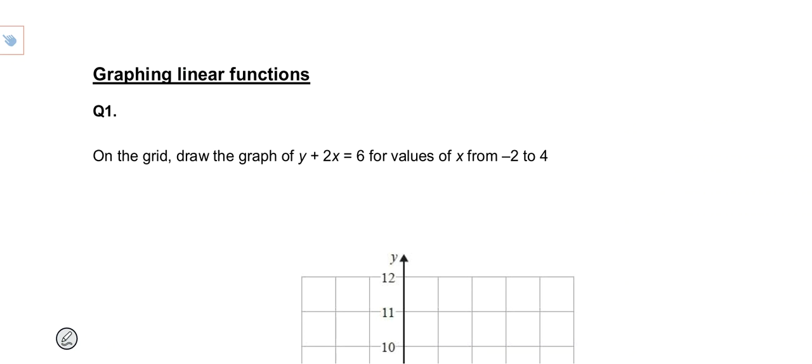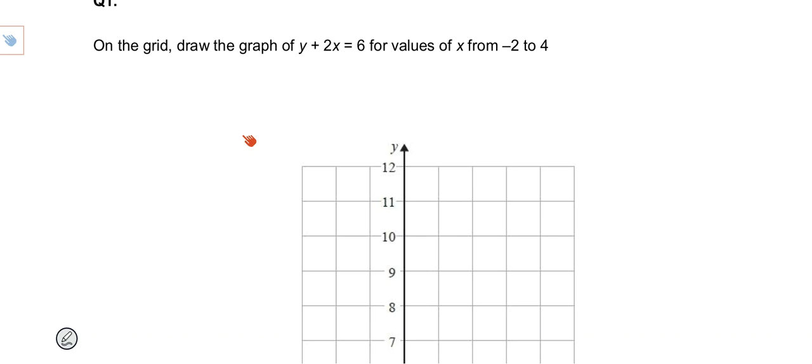Let's go to this other booklet I've given you. Have you all got your booklet in front of you? Right, so looking at this first question, on the grid, draw the graph of y plus 2x equals 6 for the values of -2 to 4. Now, this should be an absolute banker of a question for you. Easy marks in an exam. Do you all know how you would go about doing it? Have a guess. Sophia, what would you do?